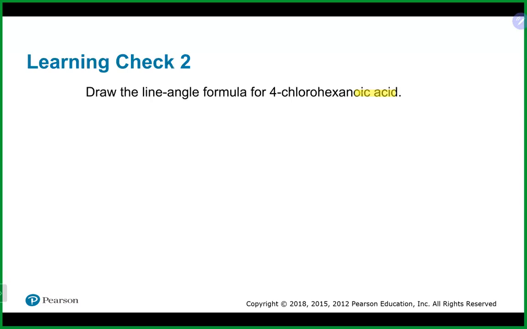Let's take a look at one more here then maybe to finish it out with. Draw the line structure there, and you can do the condensed if you like. 4. Okay, let's take a look. So the highlighted portion, nice. It says oic acid. So again, that means we definitely have our carboxylic acid group. Hexane basically right there, which tells us we're going to lay up 6 carbons.